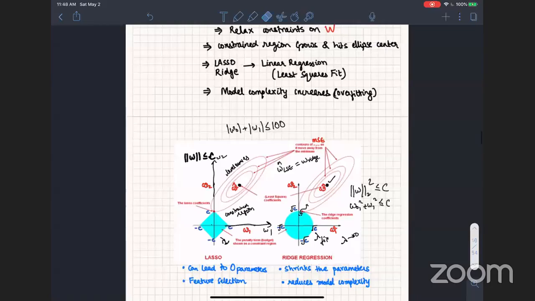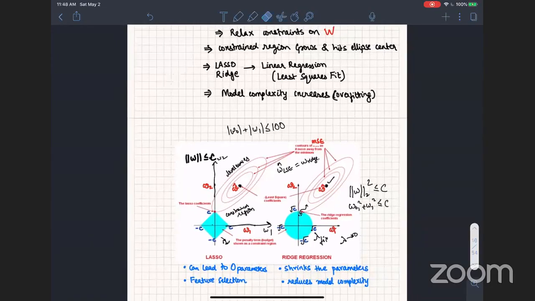We'll talk about it. You will see the effect of ridge when I show you the equation. I'll show you the formula. LASSO is basically an acronym. It means least absolute shrinkage and selection operator, because it selects variables. You can Google it.